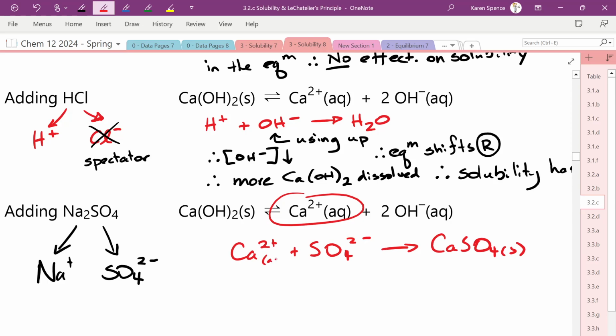Calcium and sulfate form a precipitate. Therefore, what has happened to the concentration of calcium? It has decreased.